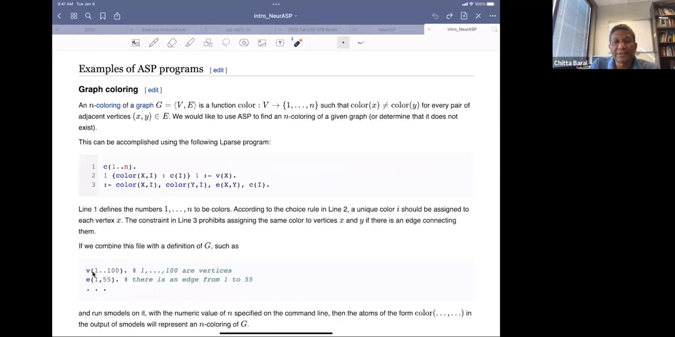If you give this to an answer set solver, then you can ask it to generate 1 answer set or all answer sets, and each answer set will give you a coloring. If there is no answer set, that means there is no way you can color this graph using n colors, satisfying this constraint. So that, I think, is a quick glimpse of stable models or answer set programs.